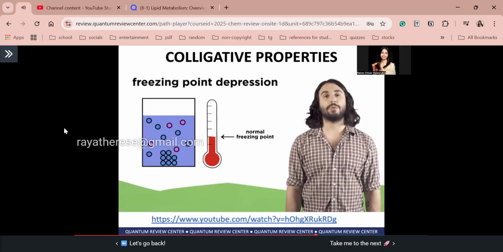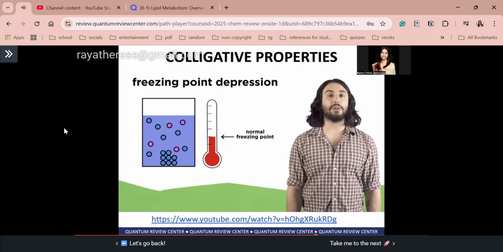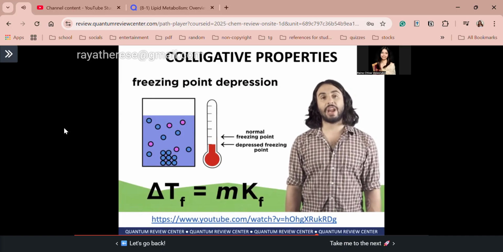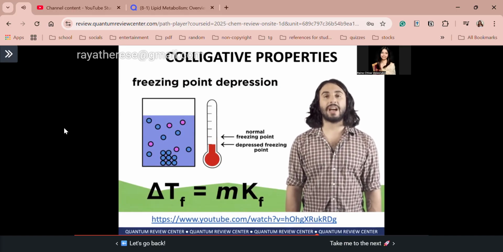For a liquid to freeze, it has to form a lattice. The presence of solute particles interferes with the ability of the solvent particles to efficiently form the lattice. So to compensate, the system will have to reach an even lower temperature to freeze. The equation here is similar. The change in freezing point is given by the molality of the solution times another constant.